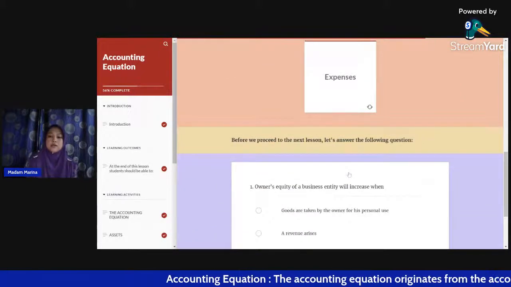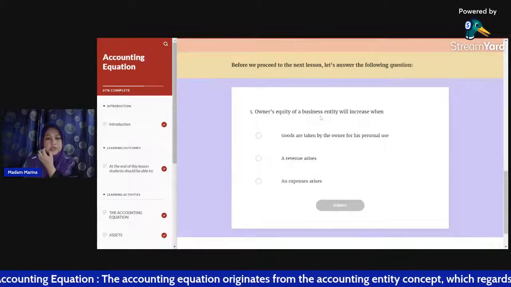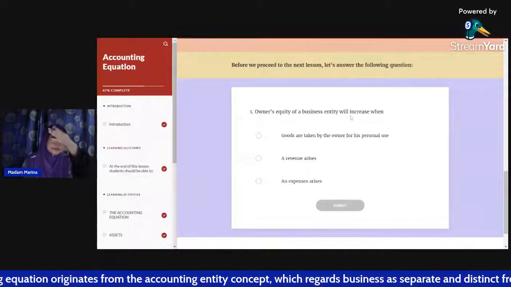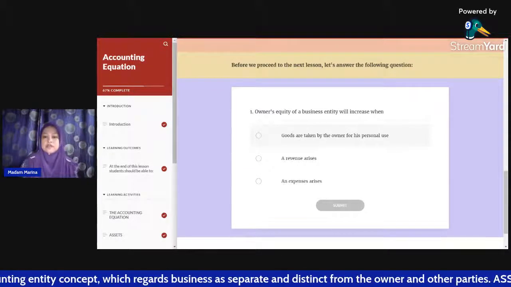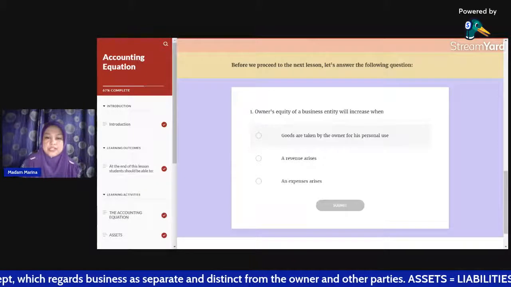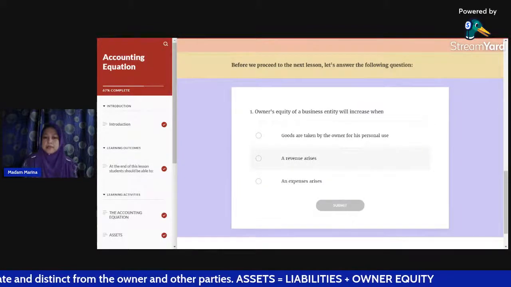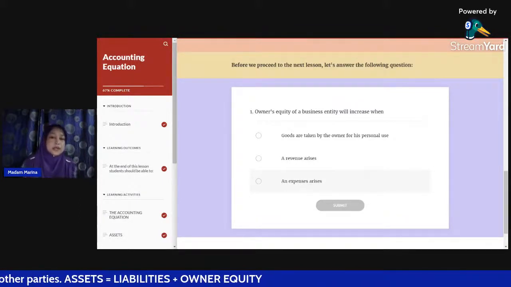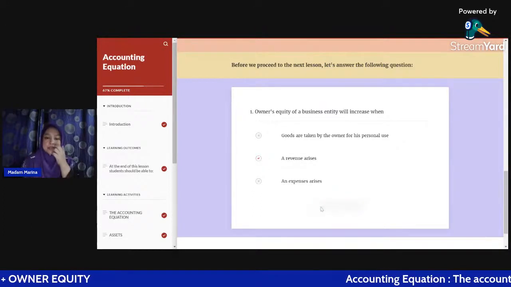All right. Before we proceed to the next lesson, let's answer the question. Owner equity of a business entity will increase when goods are taken by the owner for his personal use. That is drawing, which will decrease equity, so not the correct answer. Revenue arises, maybe. Expenses arise, no, because expenses will reduce the equity. So the best answer is revenue arises. Submit.